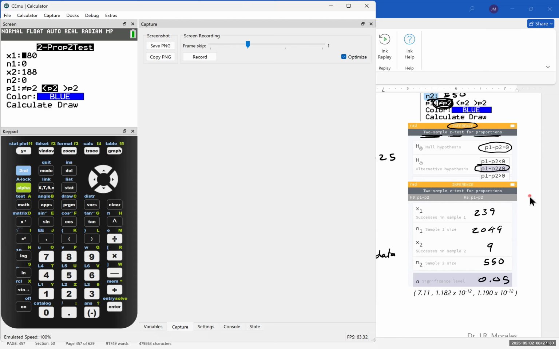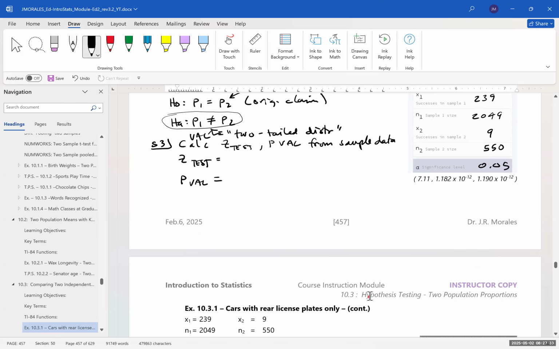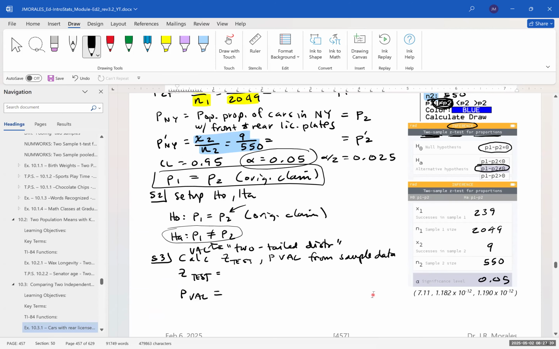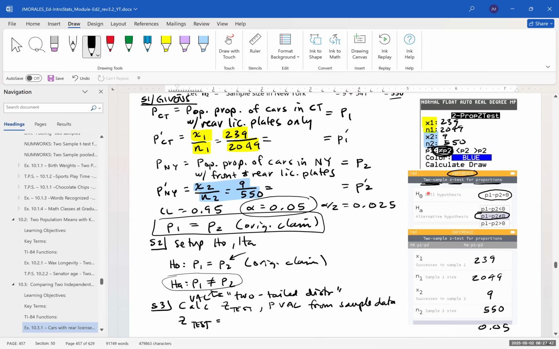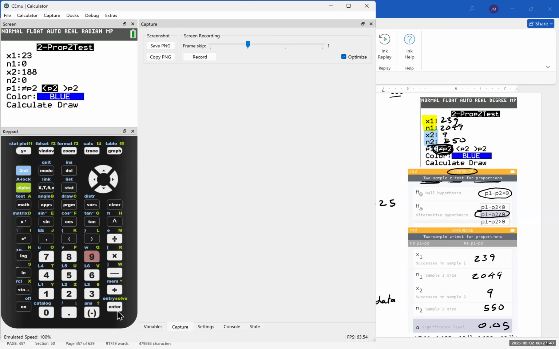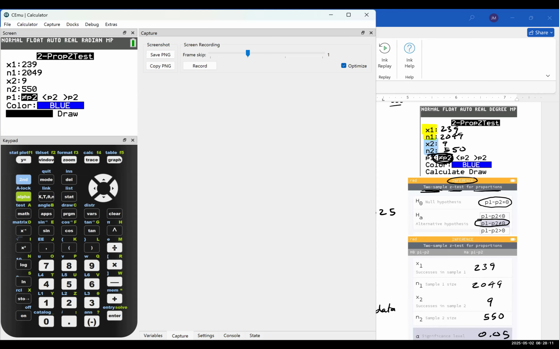All right, let me go back over here. I just want to get these values showing. X1 was 239. Sample size was 2049. The number of successes in the second sample was 9. Sample size was 550. The alternate hypothesis was not equal to. Go down to calculate. I'm going to hold off on that because I need to enter these values into the NumWorks calculator.